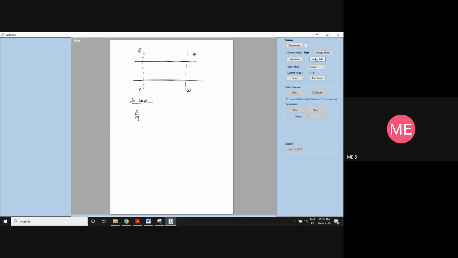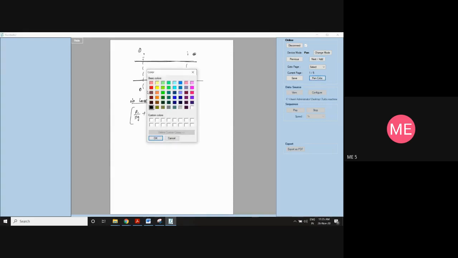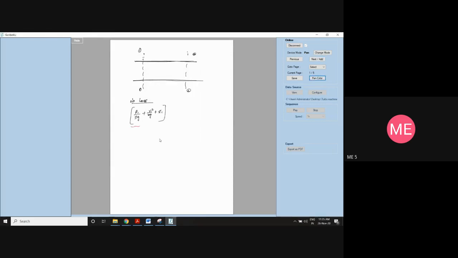P1 by rho G plus V1 square by 2G plus Z1. This combination is called the total energy at section 1. This is the condition I'm assuming: there is no loss and the pipe is kept horizontal, then P2 by rho G plus V2 square by 2G plus Z2.